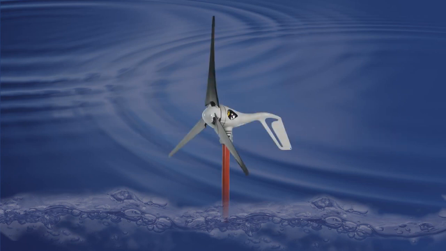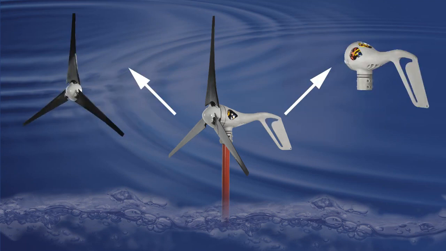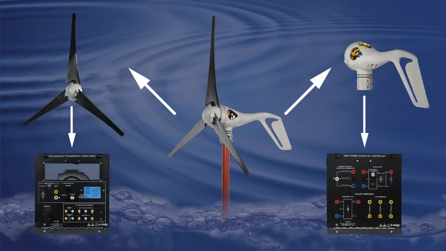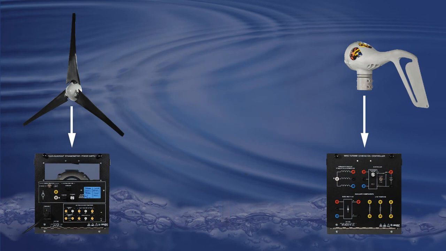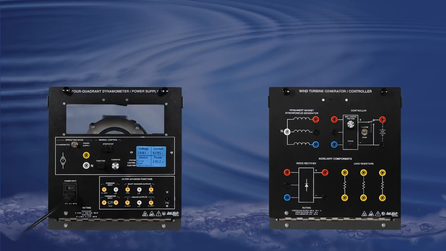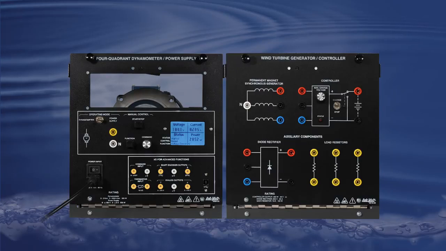Using the transfer functions of a real wind turbine, students can emulate, with great precision, the true behavior of a wind turbine under various wind speed and air density conditions from the comfort of a classroom. Coupled with the wind turbine generator and controller module, model 8216, this function is capable of covering the entire process of energy generation from wind power.